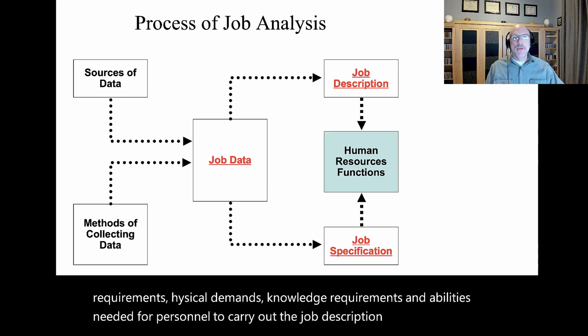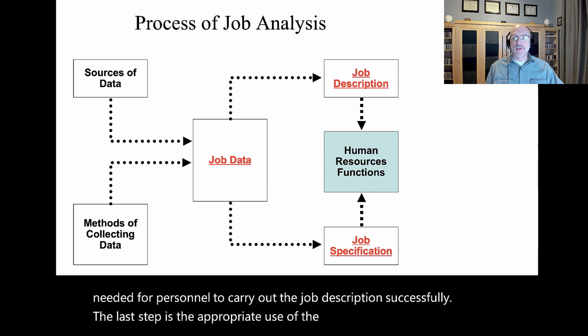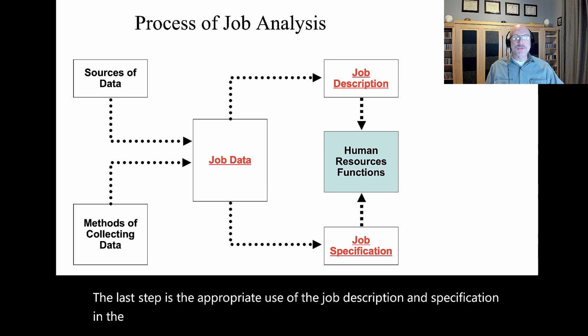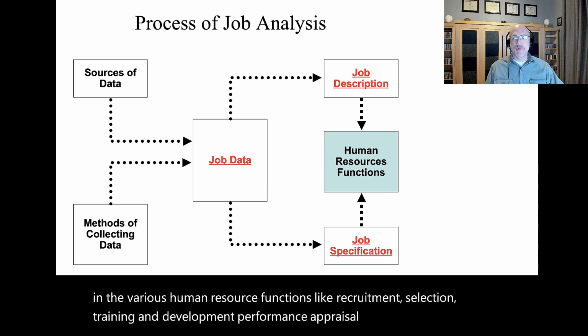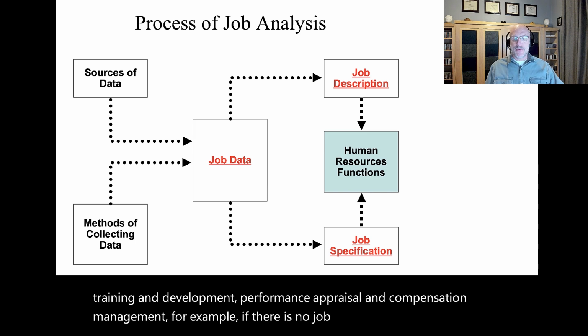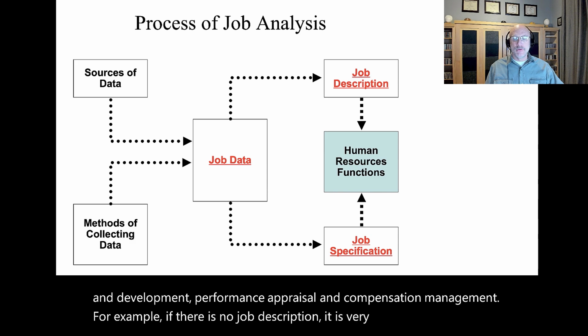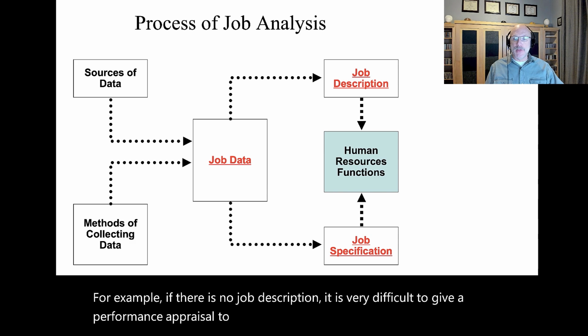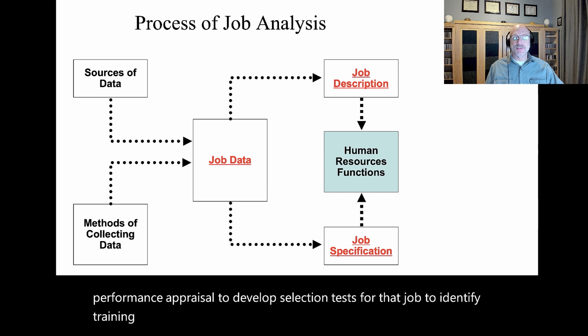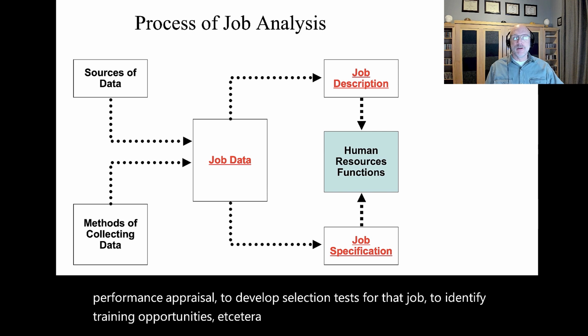The last step is the appropriate use of the job description and specification in the various human resource functions like recruitment, selection, training and development, performance appraisal, and compensation management. For example, if there is no job description, it is very difficult to give a performance appraisal, to develop selection tests for that job, to identify training opportunities, etc., etc. Let's move on.